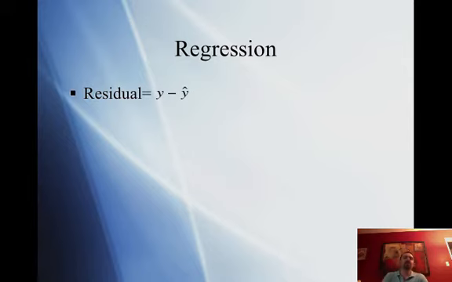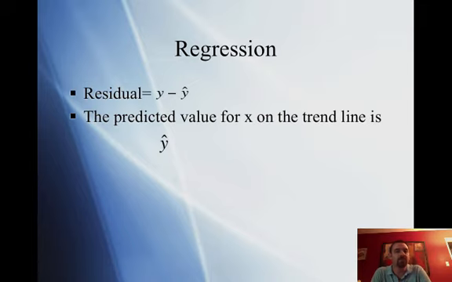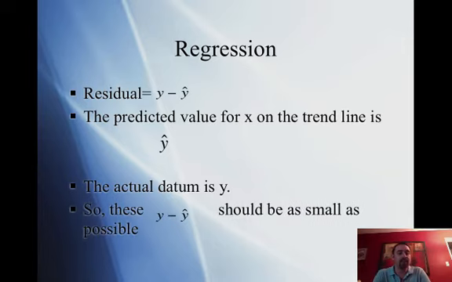So I define the residual as the actual value of the point minus the value of the point on the regression line. The predicted value for x on the trend line is y. We call it y hat. Kind of funny, I know. And the actual point is y. So I'm taking the difference between the point on the line and my point in the data. And again, these differences should be as small as possible. We always keep them that way, where it's datum first, regression second. That means a positive residual tells you we're above the line, and a negative residual tells you we're below.